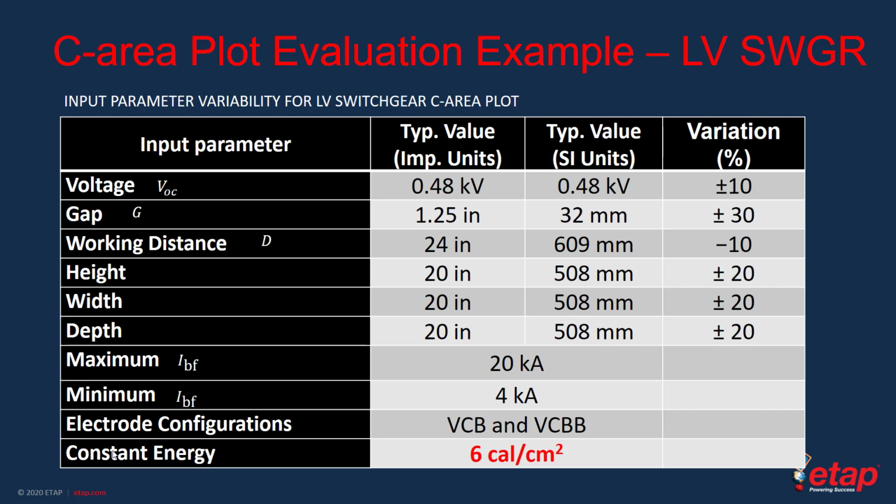And this table shows that we're going to do a low voltage switchgear where the voltage is 480 volts, and we're going to apply a variation of plus or minus 10%, which is typical for low voltage equipment. The gap variation is plus or minus 30%, working distance only a reduction of minus 10%, height, width, and depth all with a plus or minus 20% variation, and also we have potentially identified that the maximum short circuit current is 20,000 amps and a minimum value of 4,000 amps. The electrode configurations automatically configured in this example are VCB and VCBB, and the target reference energy is 6 calories per centimeter square.